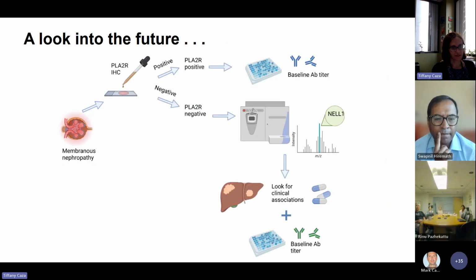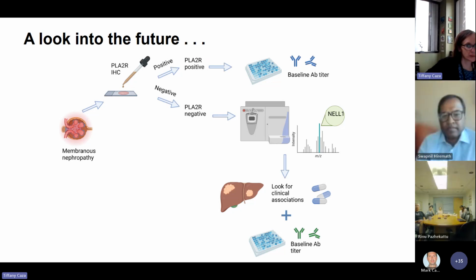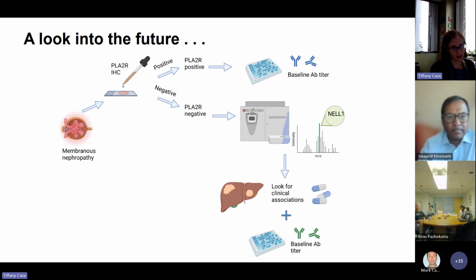And so here's a look into the future. If you have a PLA2R negative membranous case, mass spectrometry might replace doing multiple immunostains. It's not practical at this time, but it's under development both at the Mayo Clinic and at Arkana for typing of membranous cases. As an example, if you have a PLA2R negative case, you can run mass spectrometry for a tentative ID. You can then do immunostaining confirmation for just that one antigen.